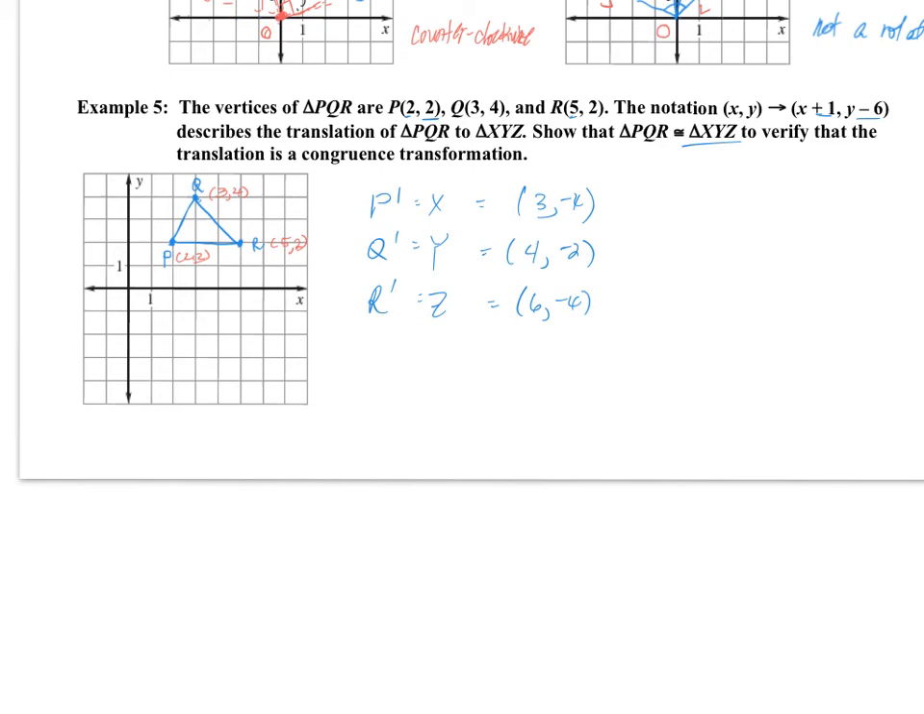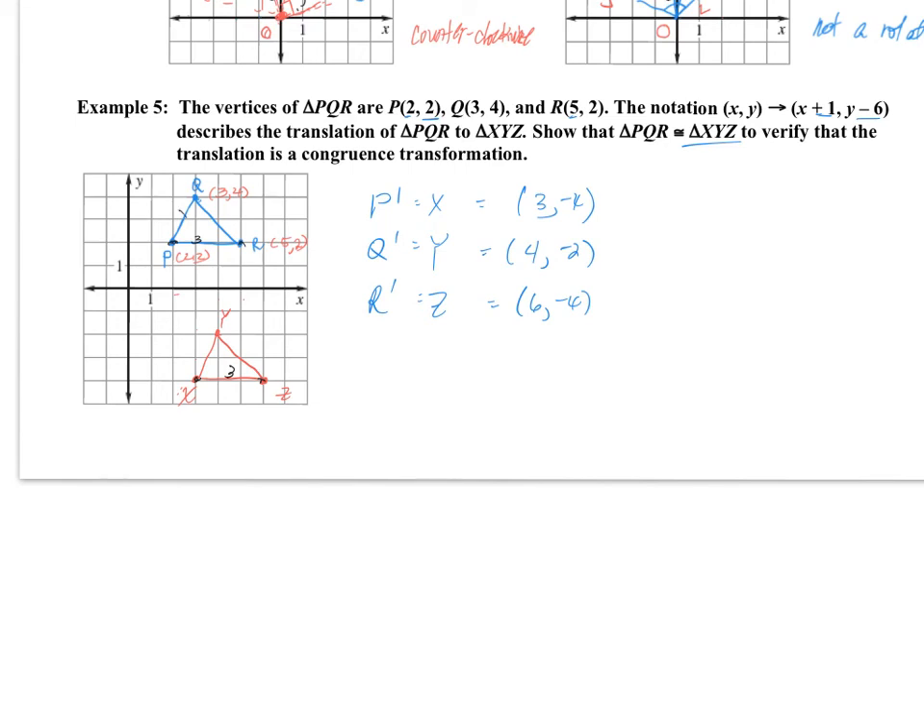So the translated triangle. So we have (3, −4). And that would be our P prime, or our X, let's use X here. And our (4, −2). And (6, −4). Go ahead and connect the points. And it's quite obvious that from point P to point R, it's 3 units. And point X to point Z is 3 units.